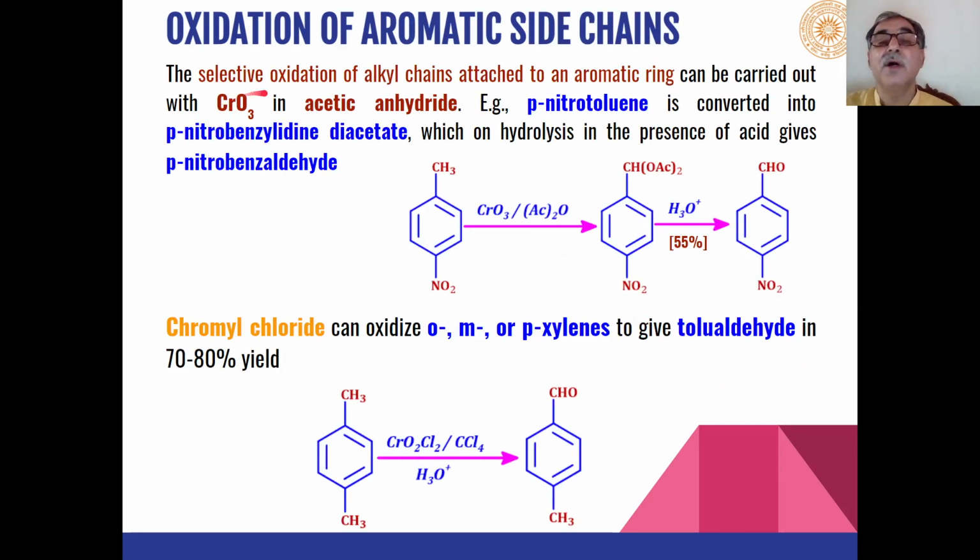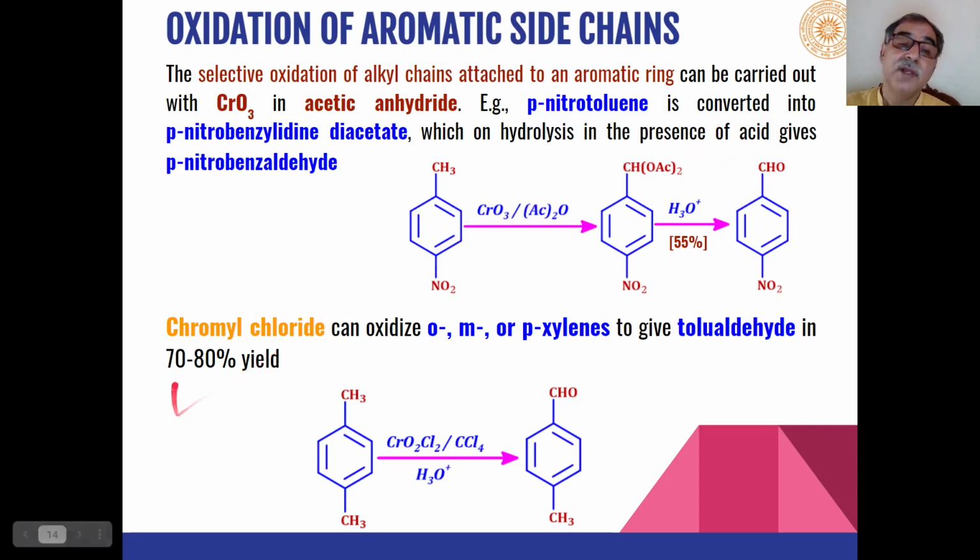Then similarly, aromatic side chains can be oxidized to different types of products when different chromium reagents are used. For example, when paranitrotoluene is reacted with chromic anhydride in acetic anhydride as the solvent, this methyl group is first converted into a diacetate ester of this type. The diacetate group is replaced by two hydrogens from here, and then hydrolysis of this diacetate ester will convert this into paranitrobenzaldehyde as the product. So the selectiveness of this reagent is that the product formed is an aldehyde; no further oxidation to the carboxylic acid takes place.